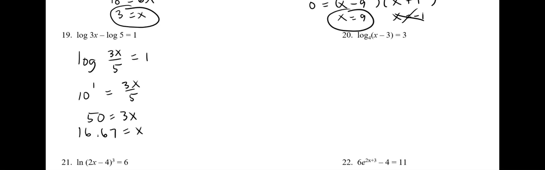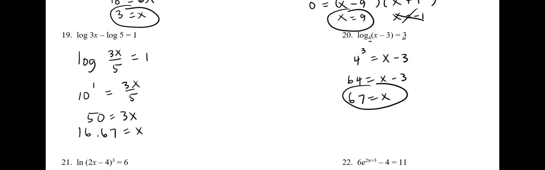Yep. All right, so number 20, it's single log, so I just need to change it. Log equations need to be changed to exponential form, so I take the base of 4, raise it to the exponent of 3, and solve. So 4 to the third is 64. Add 3 to both sides, and my answer for number 20 is 67.